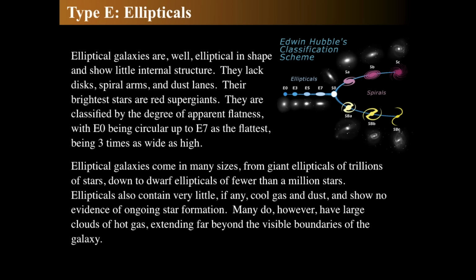So if you see a circular looking one, that's an E0. And if you see one that's really wide compared to its height and it's really flat or smushed or cigar shaped, then that is an E7, where it's up to about 3 times as wide as it is high. Ellipticals come in huge size differences, from some that have trillions of stars down to tiny little dwarfs with only a few million stars, which is smaller than some globular clusters.